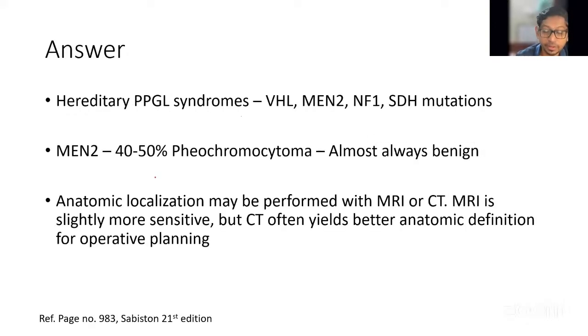So remember, there are a lot of hereditary pheochromocytoma syndromes or pheochromocytoma paraganglioma syndromes. This is very important: the most common germline mutation. A pheochromocytoma may have a germline or a somatic mutation. The most common germline mutation is VHL syndrome, chromosome 3. MEN2 is the second most common. Neurofibromatosis NF1 is the third most common, and of course you can get SDH mutations also.